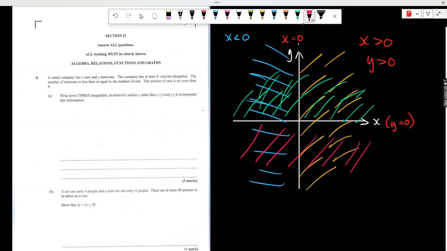And sometimes we're going to have things like, for instance, suppose we want to represent y is less than or equal to 5. If we want to represent y is less than or equal to 5, let me just erase some of these here. Well, all of them.